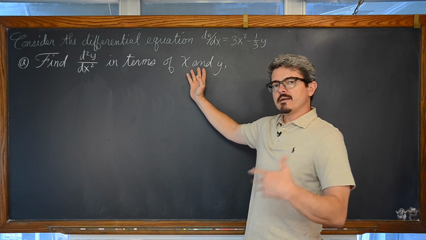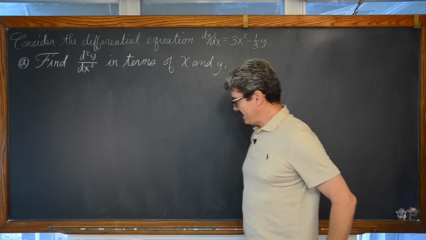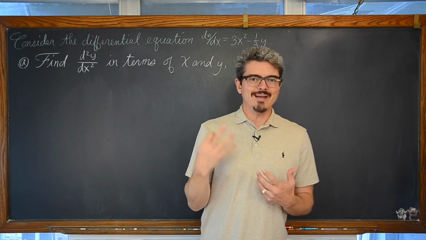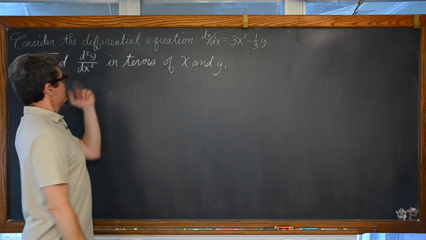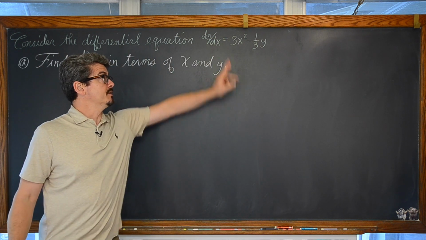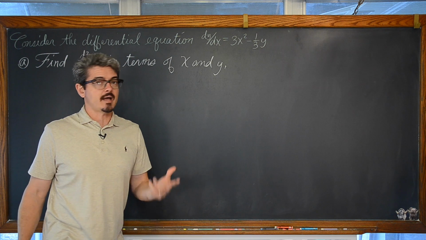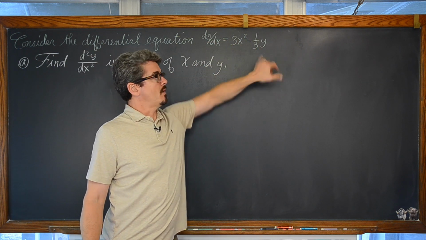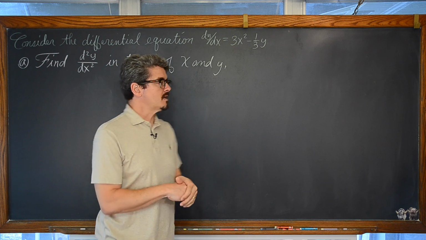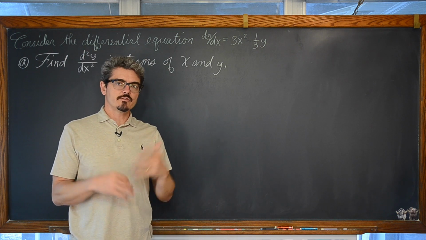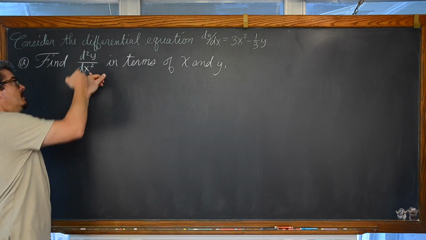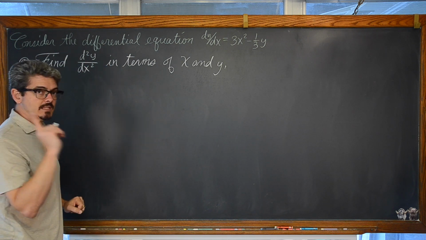I'm being kind to you here and saying, hey, I want my answer in terms of x and y. What that really means is that I don't want a second derivative with a first derivative notation in it, and that's exactly what's going to happen. With this differential equation, we have the variables of x and y mixed in together on the right-hand side. So we're going to find that second derivative using implicit differentiation. Remember, we are taking a derivative with respect to x, not with respect to y.